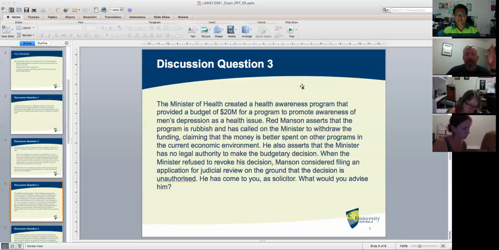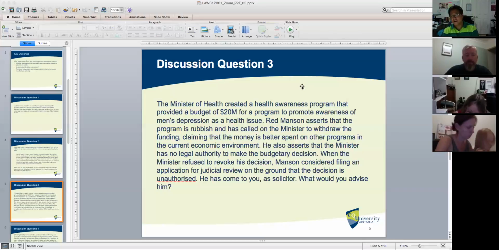I'll give it a go, if you like. 1, he has no standing. Yes, very good. 2, it's not suitable for judicial review because it's a political decision rather than a matter of law. And 3, the AAT has no standing to review it. There's no legislation enabling the AAT to conduct a merits review into the matter.